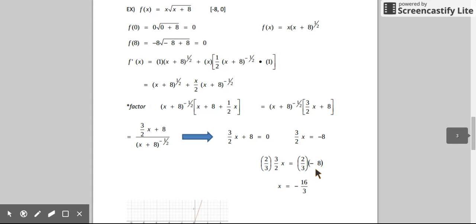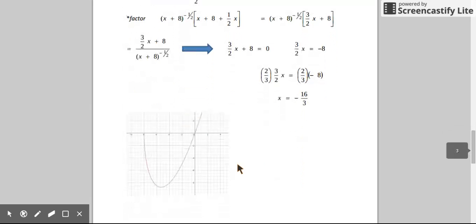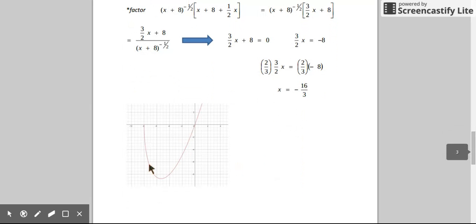And we can look at a graph to verify. So if I plug this original function into a graphing utility, then we can analyze it. And we can see this is the graph of my original function. We do in fact have some extrema happening, a minimum happening at x equals negative 16/3.